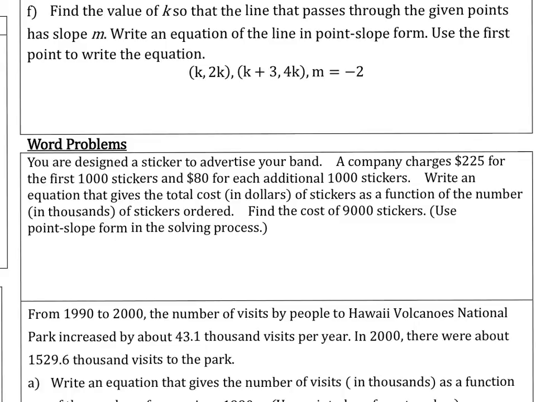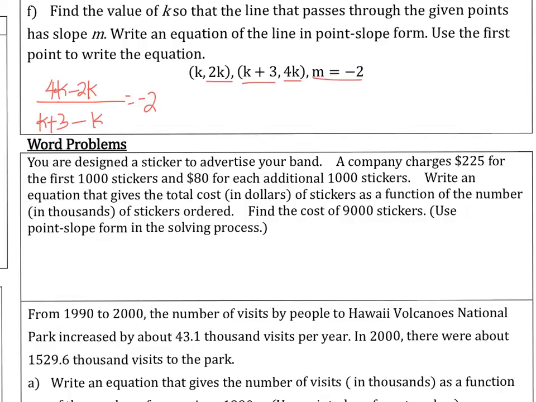Part F. Find the value of k so that the line that passes through the given points has slope m. Write an equation of the line in point-slope form. Use the first point to write the equation. Okay, first we need to find the value of k. So I'm going to set up an equation here. 4k minus 2k. And then I'm going to take k plus 3 and put it in the denominator and subtract k. And we're going to let that equal to -2. So basically this is the slope formula, but instead you're given the slope and you need to solve for k.